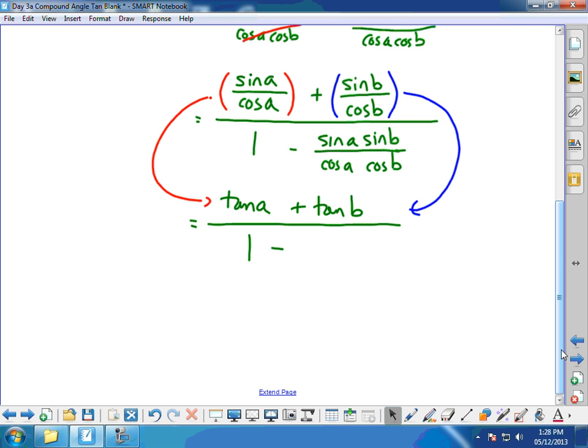And then look at each of these. Notice how I've got a sine A here and a cos A here. I can pretend that those are being divided, and then it gets multiplied by a sine B and a cos B. Well, each of those can change into their own little thing. So the first one changes into a tan A, and the second one changes into a tan B, and they're multiplied. And so that is our compound angle for tan.